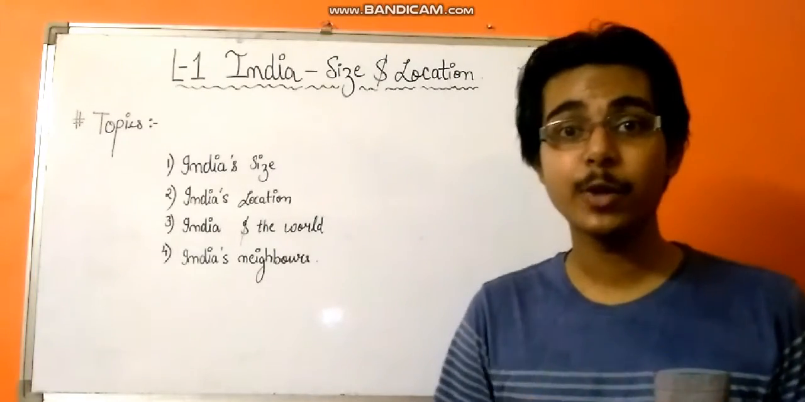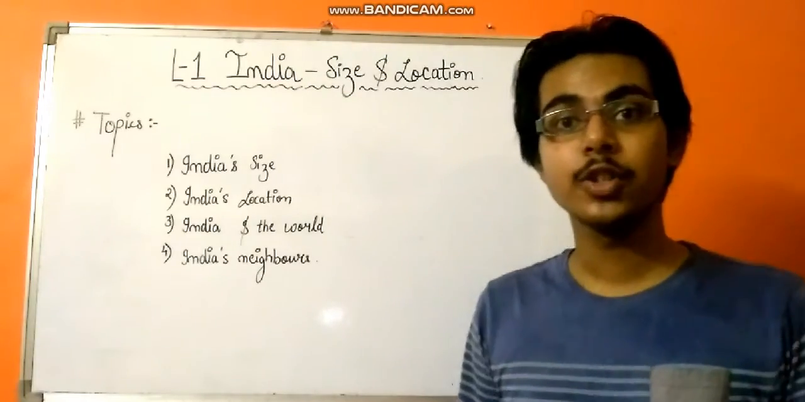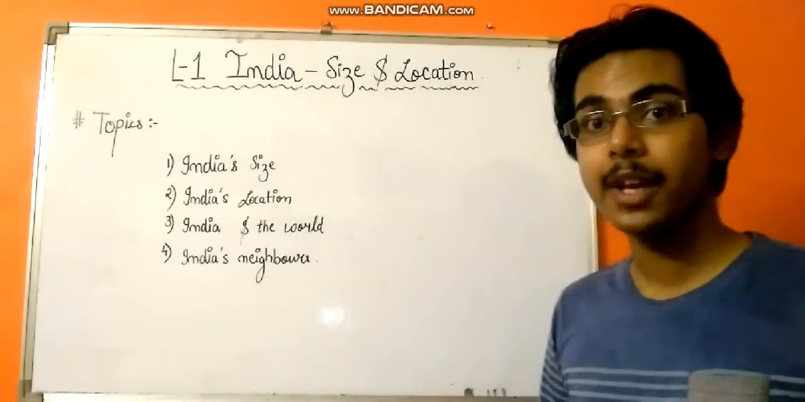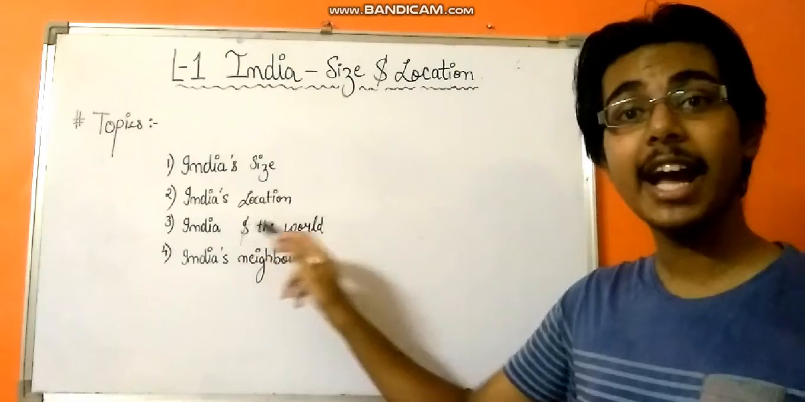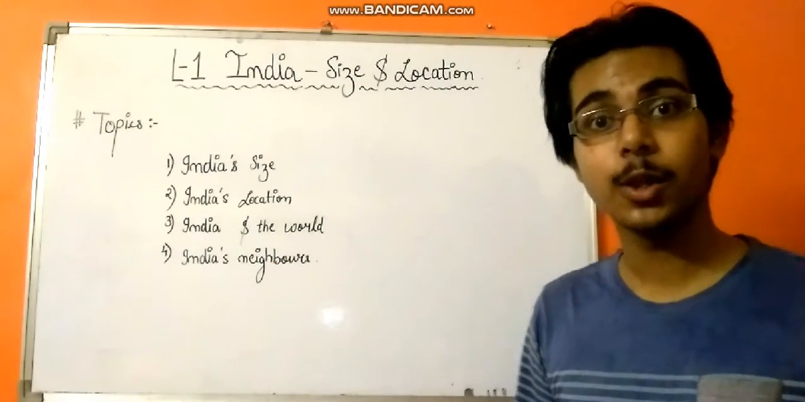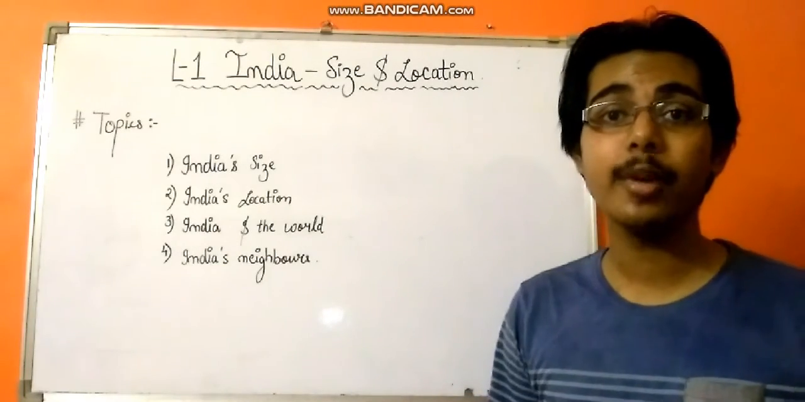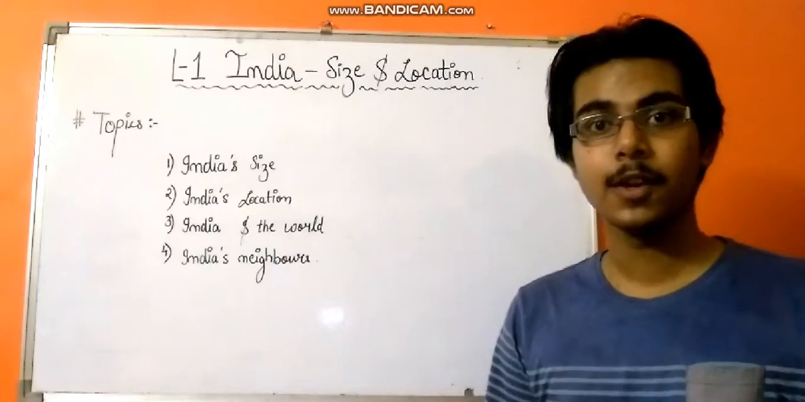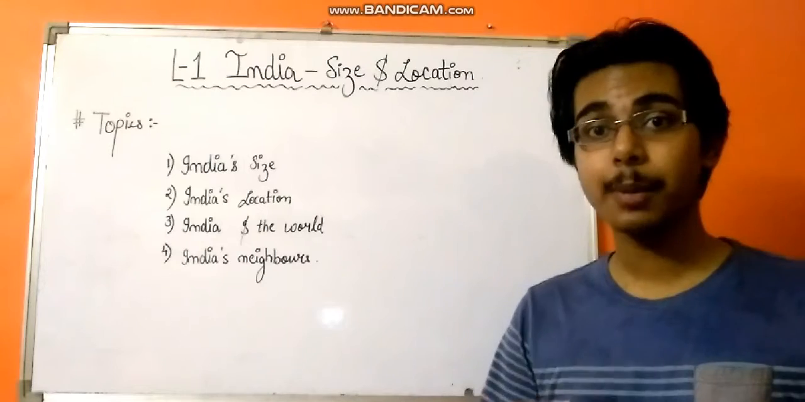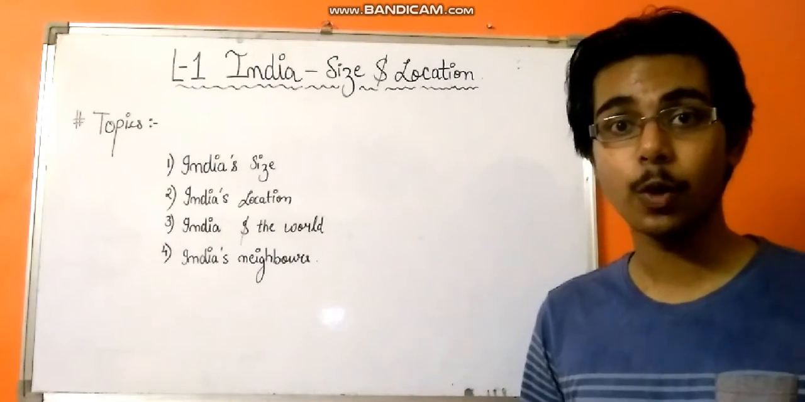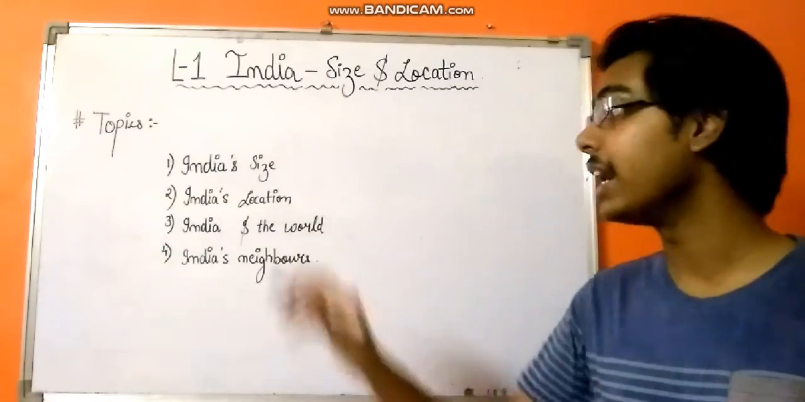So now we start with the first chapter of geography, class 9, that is India, size and location. There are 4 topics that we would be studying: India's size, India's location, India and the world, how India actually interacted with the Western world and the rest of the world, and 4th is India's neighbors. Here we will see how many countries India shares its border with. Now this particular chapter is very short and simple, so if you put in just about 30% of your total concentration and focus, I am sure that you will not lose marks in this. So let us start with the first topic, that is India's location.